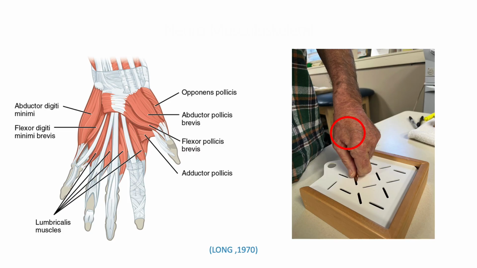The radial hand, innervated by the median nerve, is the eyes of the hand. The ulnar hand, innervated by the ulnar nerve, is where the strength of the hand comes from. And the wrist, which is mainly innervated by the radial nerve, accurately positions the hand in space.